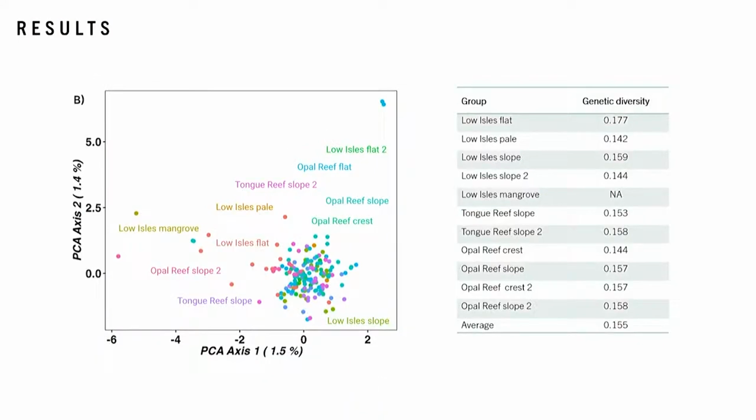Now, alongside measures of population structure, we also looked at genetic diversity to assess the richness of the gene pool for each of the subpopulations, and we found that genetic diversity was fairly similar across the 12 groups, with the exception of Low-Isles Reef Flat, which had a significantly higher genetic diversity compared to all other groups.